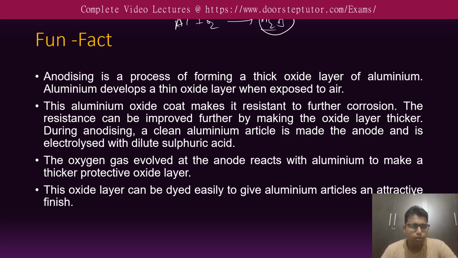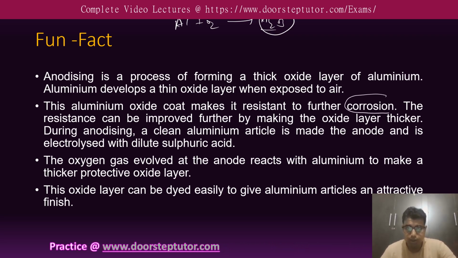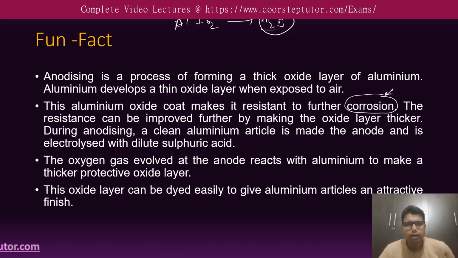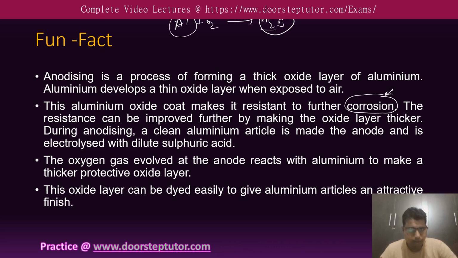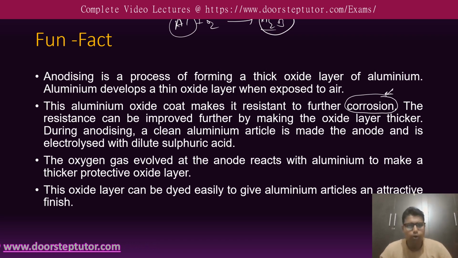The aluminum oxide coat makes it resistant to further corrosion, and it can be used to stop corrosion because oxidation of aluminum is very easy; it very readily oxidizes. The resistance can be improved further by making the oxide layer thicker. If you want to make a vessel or any other part corrosion resistant, you can make a thick oxide layer as well.